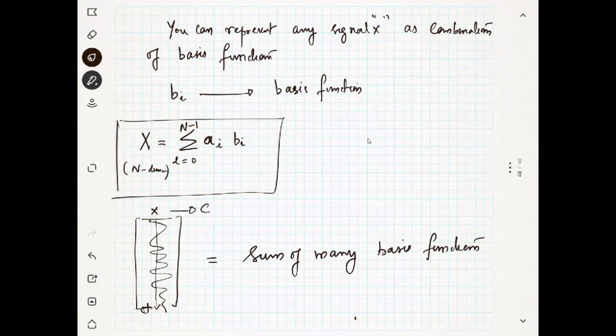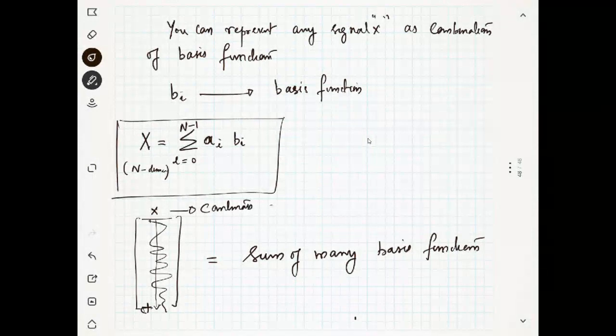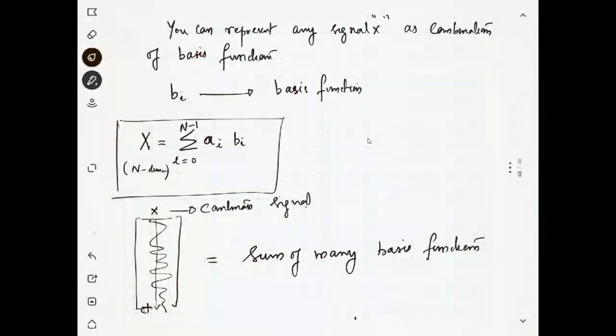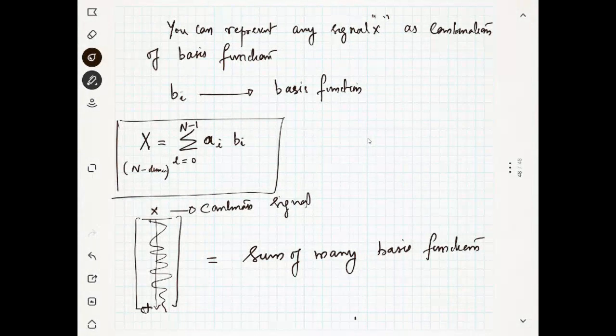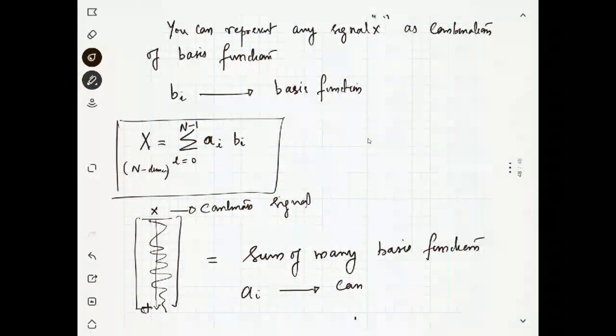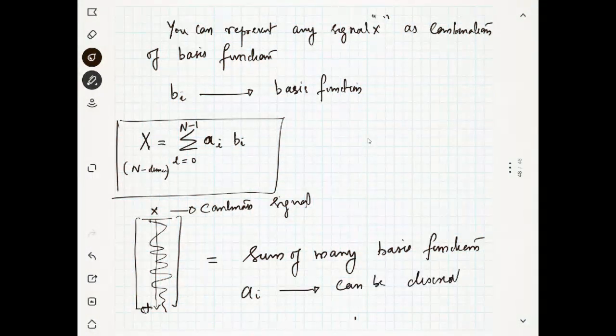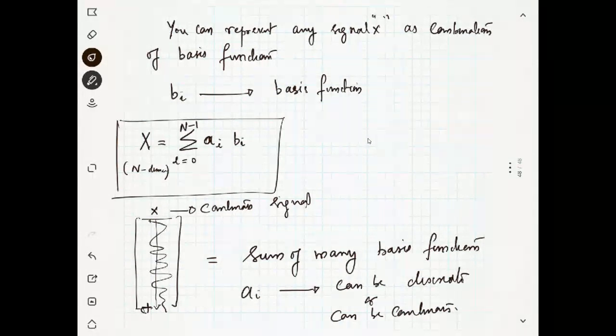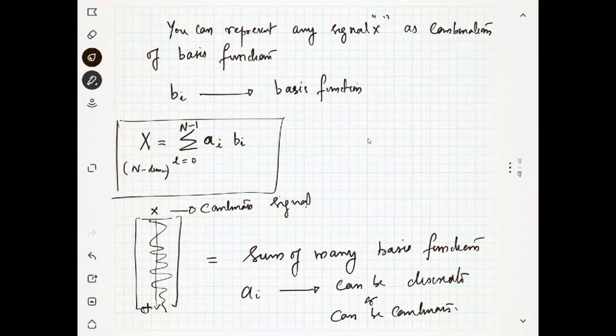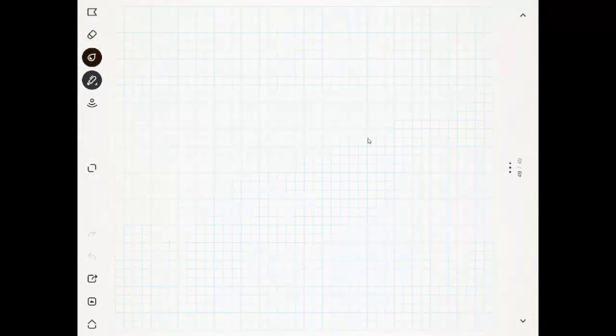This is a continuous signal. So here, the coefficient a_i can be discrete, or sometimes can be continuous also. In some situations it becomes discrete, but in some situations it becomes continuous. What are those situations? I will explain later. I hope this idea is clear to you.